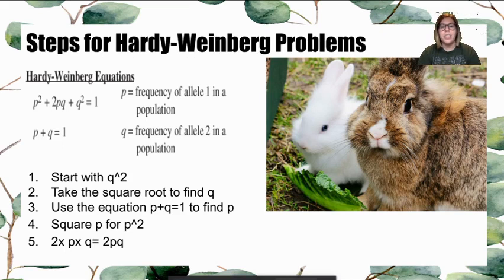There are specific steps I would follow when going through a Hardy-Weinberg problem. I've included the 2 Hardy-Weinberg equations that you would have on your formula sheet, and I'll show you where those are in class. Our 2 equations are p squared plus 2pq plus q squared equals 1, and p plus q equals 1. Remember, p is the frequency of allele 1 in a population, the dominant allele, and q is the frequency of allele 2 in a population, the recessive allele.